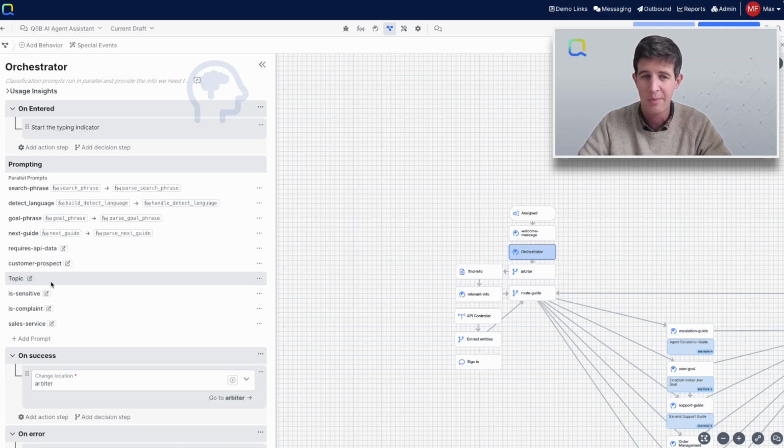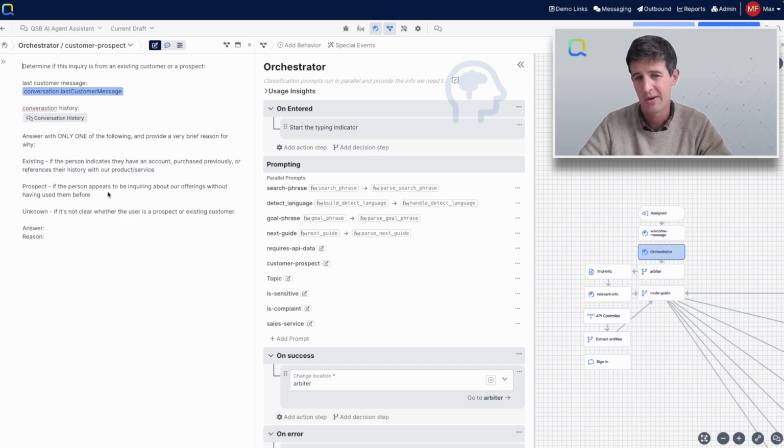Now it is checking for topic, but it's also doing things like checking, is this a customer versus a prospect? Does this input require API data, or can it be answered from general company specific knowledge? Is it a sales or service inquiry? It's about 7 or 8 prompts running in parallel here, each with a specific task using a specific model.